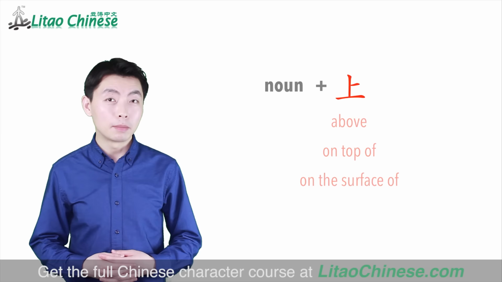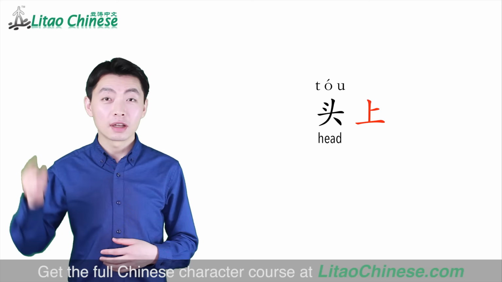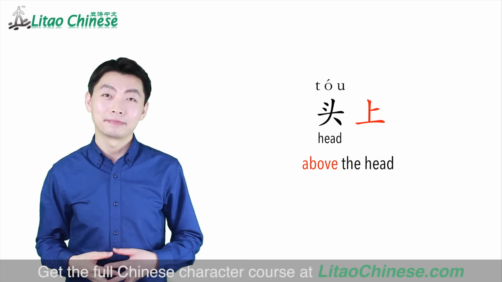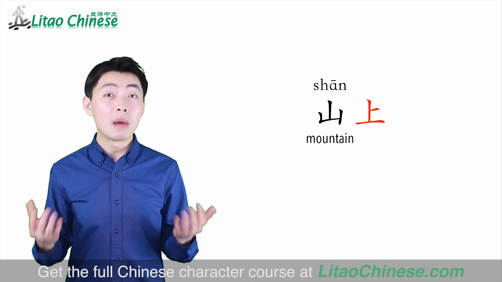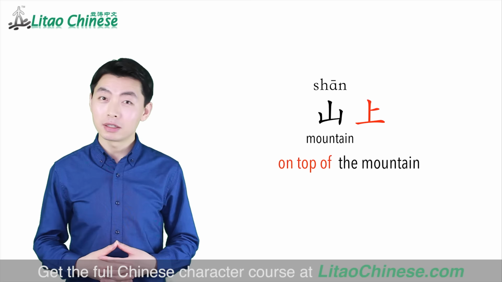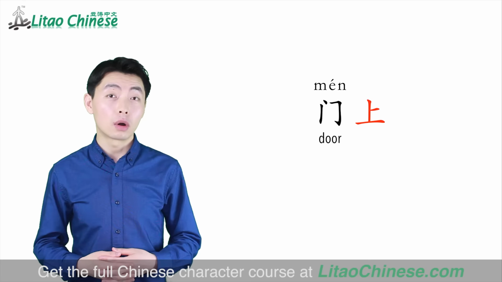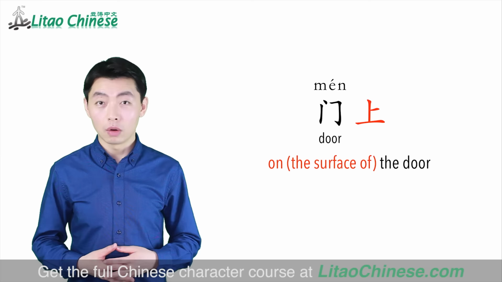For example, 头上. The character 头 means the head, so 头上 means above the head. 山上. The character 山 means mountain, so the meaning of 山上 is on top of the mountain. 门上. 门 means door, so 门上 means on the surface of the door or just on the door.